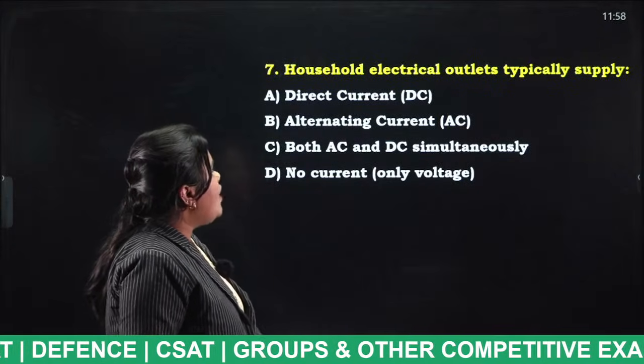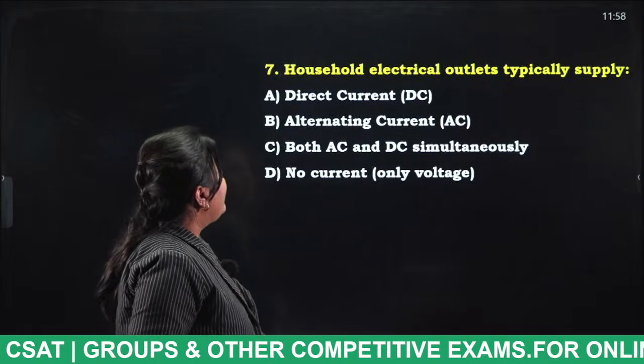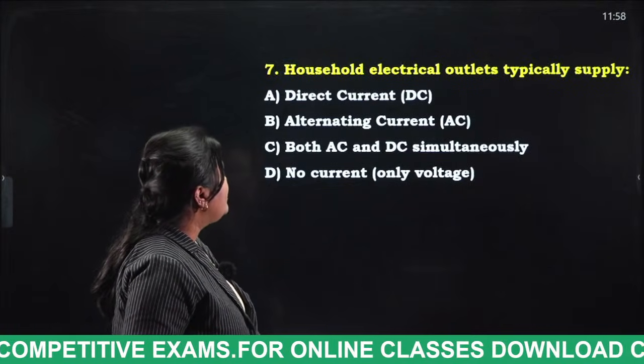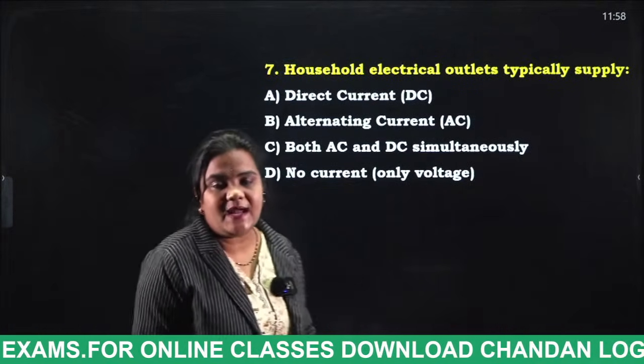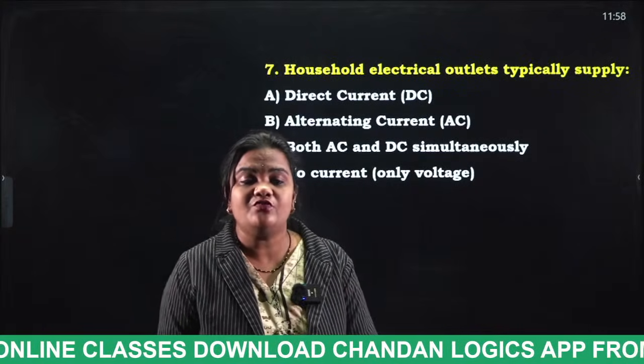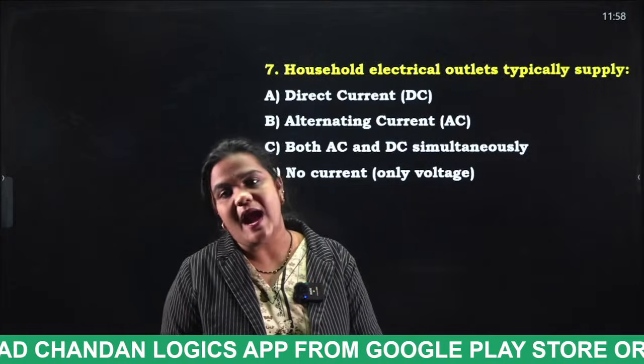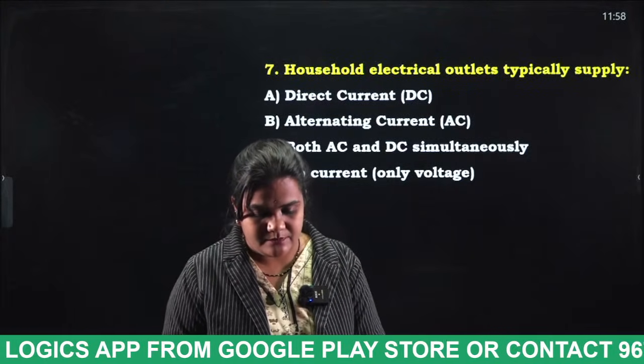Household electrical outlets typically supply direct current, alternating current, both AC and DC simultaneously, no current. Household electrical outlets. The current which we are using in our household is direct current or alternating current. So tell me, students.